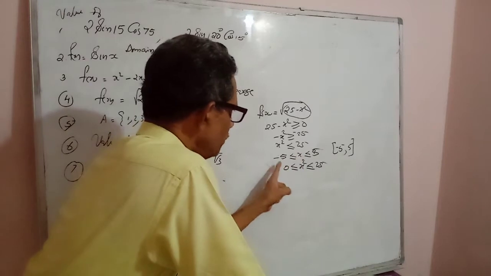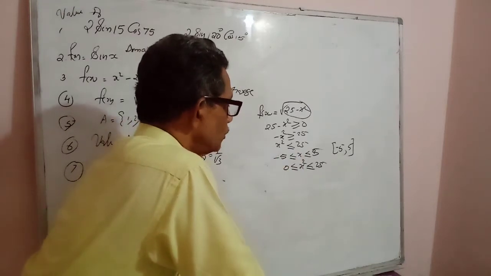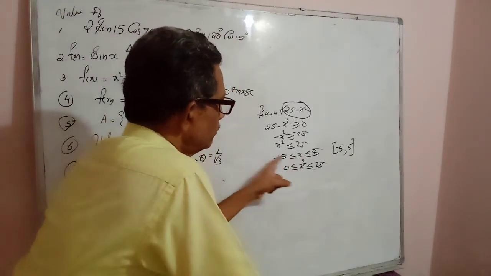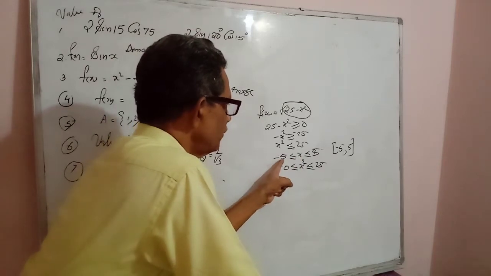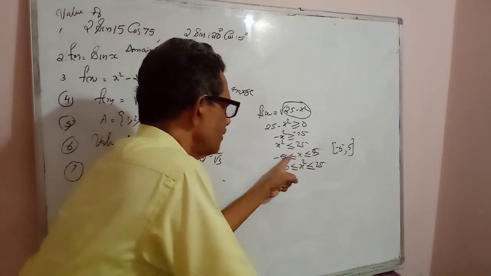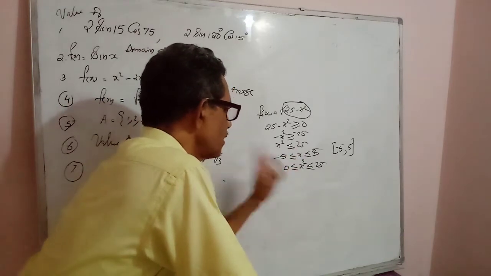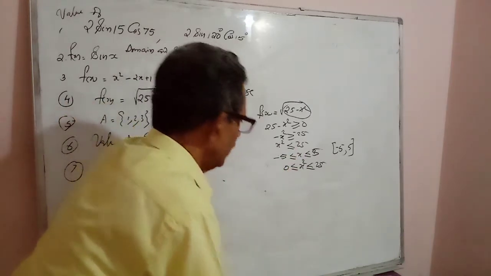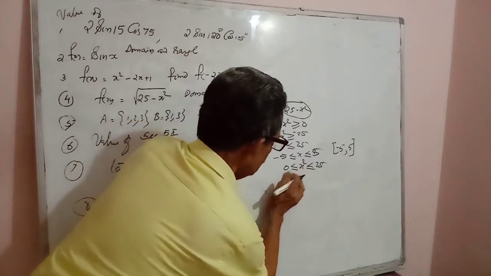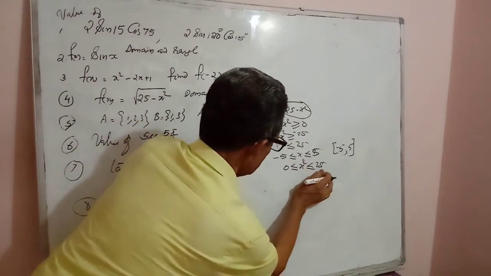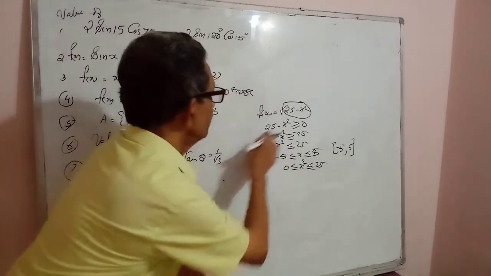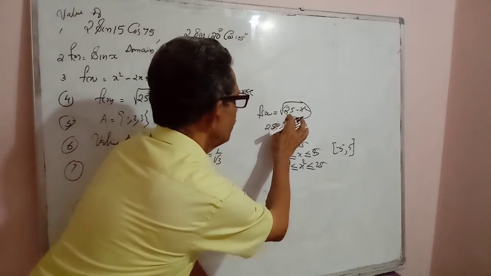If you take the square, minus 5 squared is 25. So here it is minus 5 less than or equal to x, x greater than or equal to minus 5. But if you take the square, x squared is greater than or equal to 0, no negative number will be there. So 0 less than or equal to x squared less than or equal to 25. Then we need the root of 25 minus x squared.